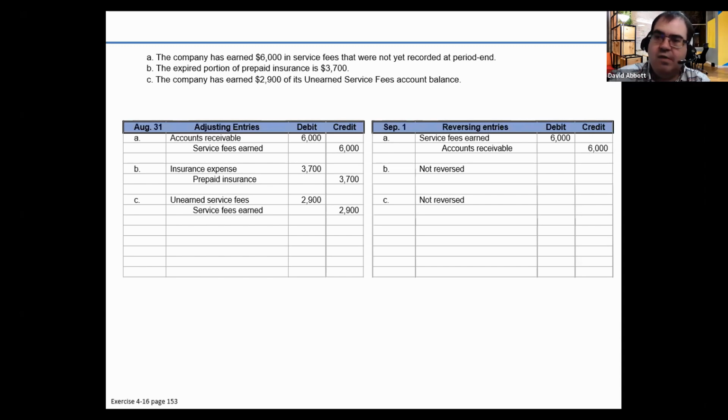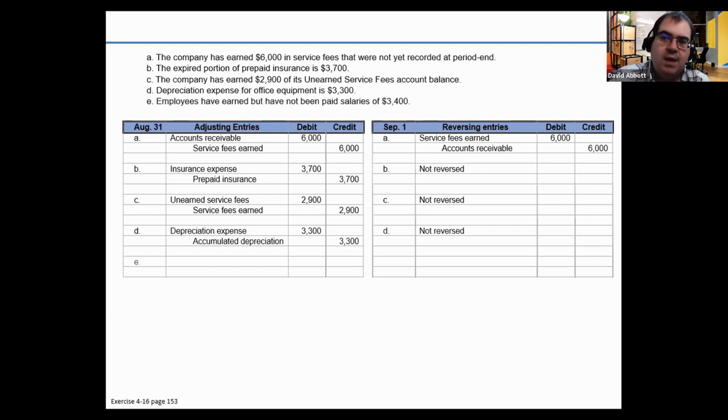And so again, for this, it's already correct. You don't have to reverse it. Then you have depreciation expense of $3,300 and accumulated depreciation of $3,300. Same thing, this you wouldn't reverse. And then employees have earned but not yet been paid salary. So you have salary expense of $3,400 and salaries payable credit of $3,400. What you'd have to do is debit salaries payable $3,400 and credit salaries expense $3,400.